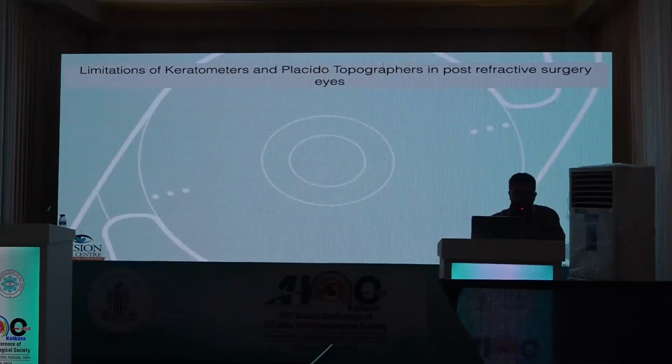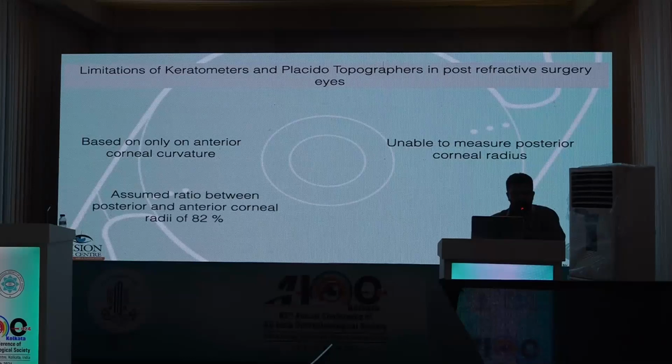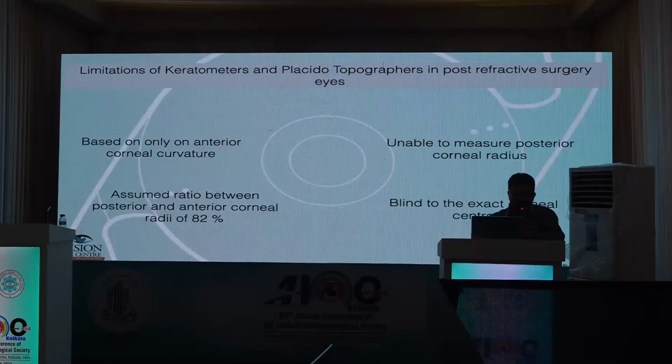Essentially the challenges in these eyes pre-operatively are to get the keratometry right and subsequently the IOL power calculation. Then you have the next challenge of choosing the intraocular lens you're going to implant. The limitation of keratometers, Placido topographers, and some of the optical biometers is that they measure only the anterior corneal curvature. They're not measuring the posterior corneal curvature. They assume a ratio between the two, they're blind to the exact center of the cornea, and they extrapolate that information. All of this is fine for virgin eyes or healthy corneas, but that's not valid for an eye that has undergone refractive surgery.